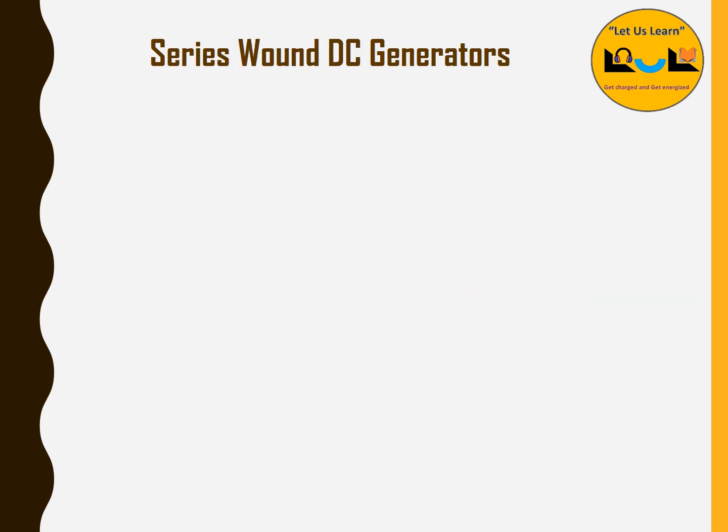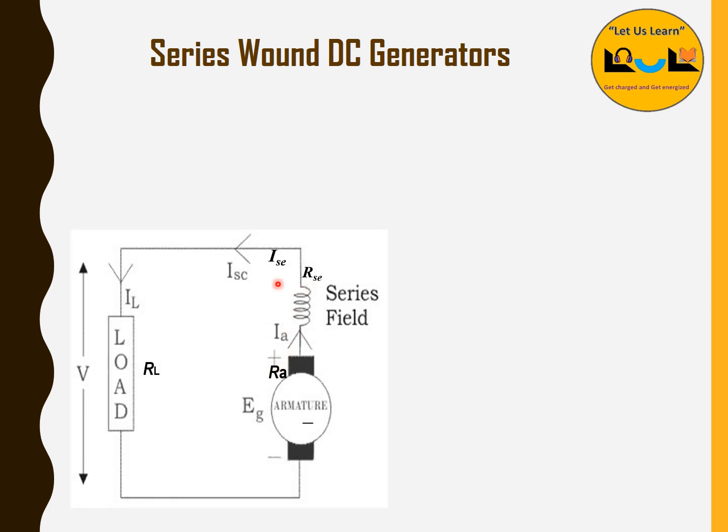Now we are going to discuss the series wound DC generator. In the series wound DC generator, the armature and field winding are both connected in series. This is called a series wound DC generator. Here IA is the armature current, RA is the armature resistance, ISE is the series field current, RSE is the series field resistance, IL is the load current, and RL is the resistive load.